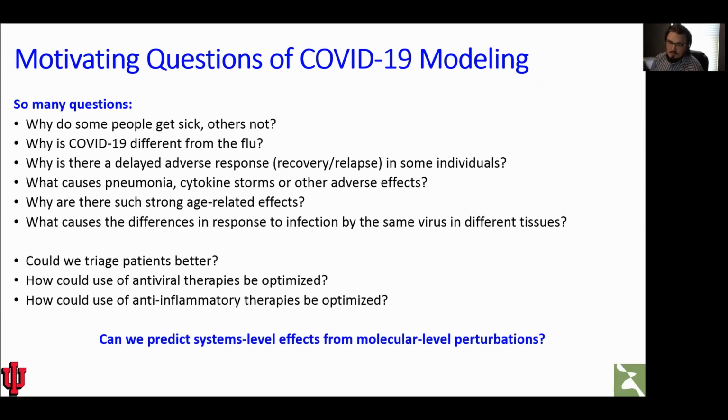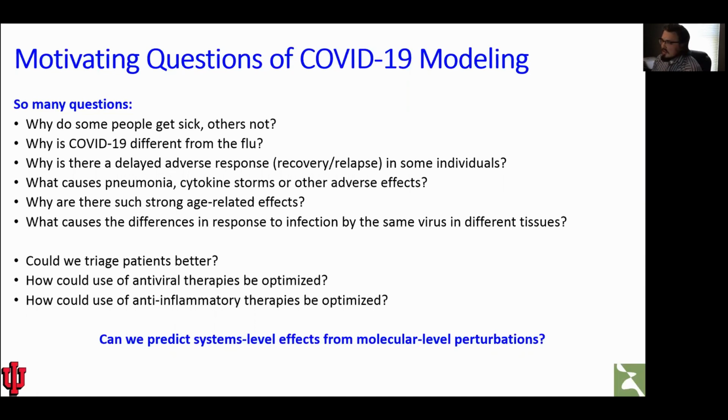So as modelers, we have a lot of questions that motivate us when we think of how we might be able to contribute to solving this problem of SARS-CoV-2 infection. And we're really curious about why some people get sick and why other people don't. Why some people don't even show symptoms and are often called silent carriers.